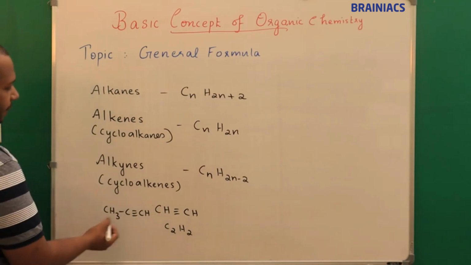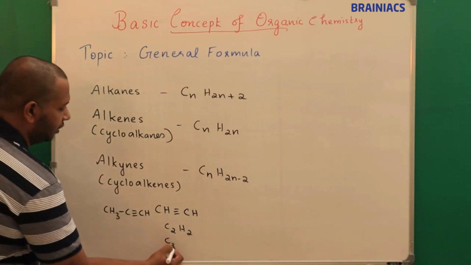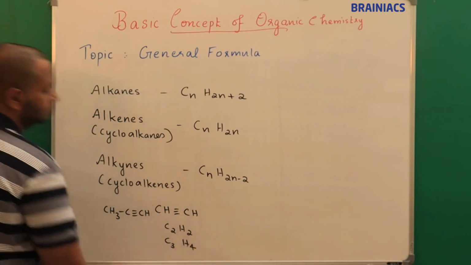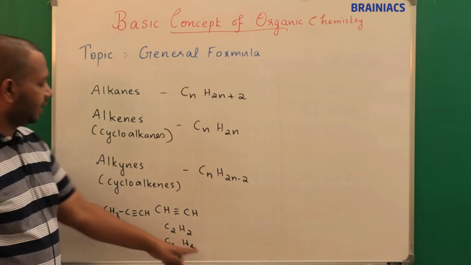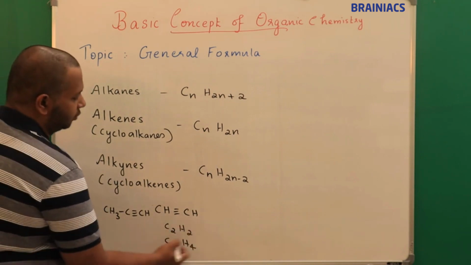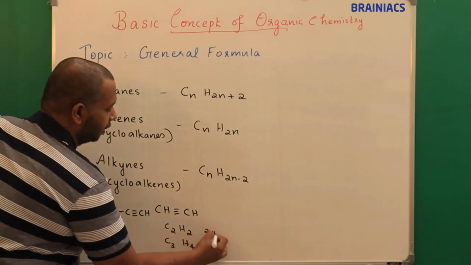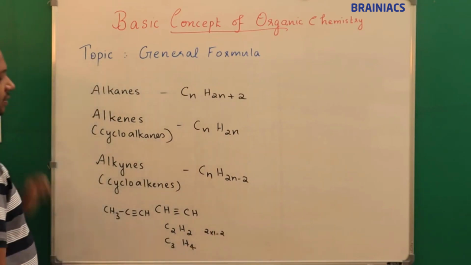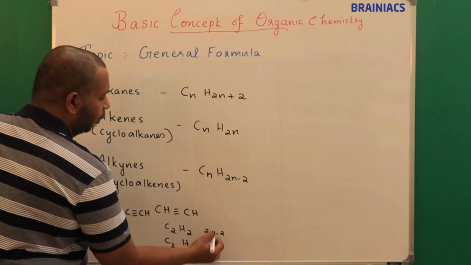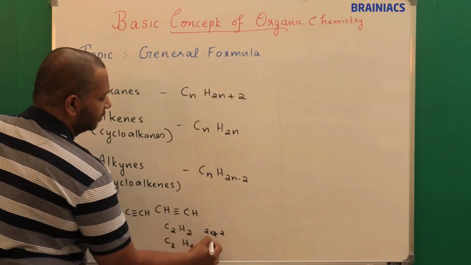Now what is the change that happened? Carbon atom increased to 3, C3, then this becomes H4. Correct? So how can this be related? If it is CnH2n minus 2, what is happening? 2 into 1 minus 2, like that will happen. Correct? So if the number is 2, means 2 into 2, 4 minus 2, that is again 2.